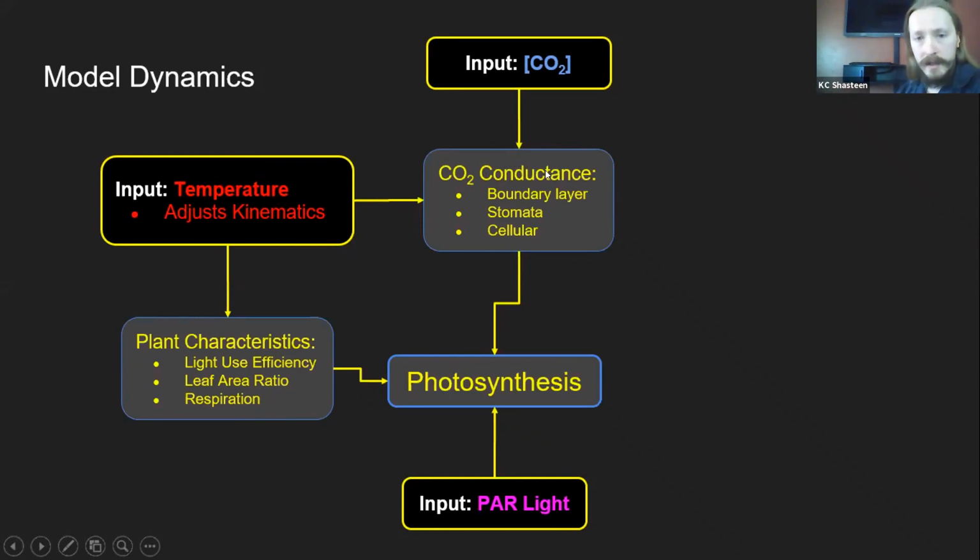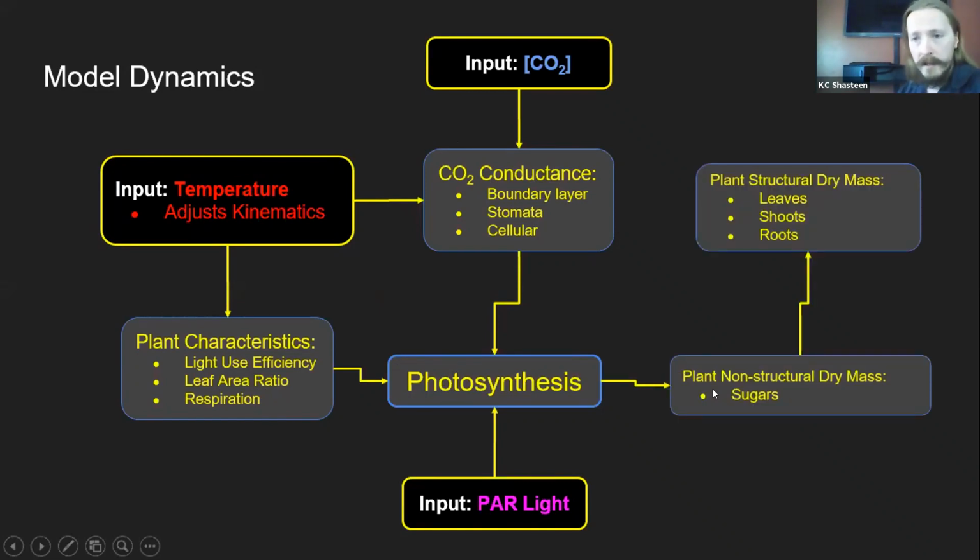So CO2 conductance and things like the light use efficiency, leaf area ratio, and respiration are all fed into another equation which calculates the maximum rate of photosynthesis of the plant. And then that is used to calculate how much sugar the plant can produce. And the available sugars then are what's available to make the plant's structural dry mass.